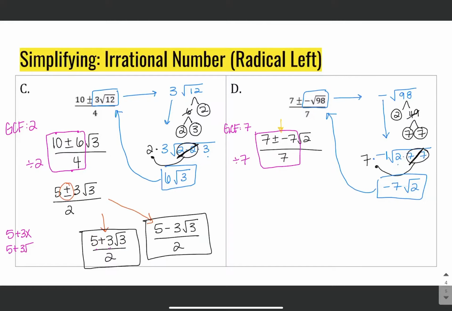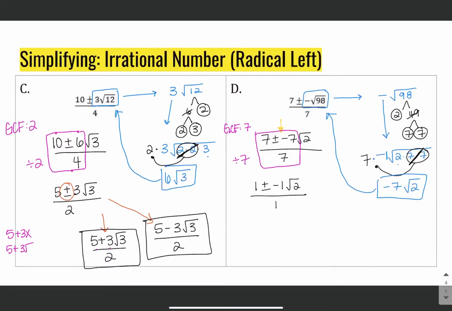7 divided by 7 is a 1 plus or minus. Negative 7 divided by 7 is a negative 1 radical 2. Divided by 7 divided by 7 is 1. Now there sure are a lot of 1s around here. We've got to figure out which ones we can keep and which ones technically we don't have to write. If you write them, they're not wrong, but you just don't have to write them. So let's take a look.